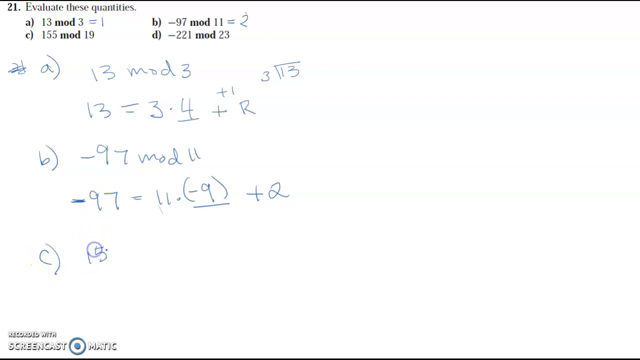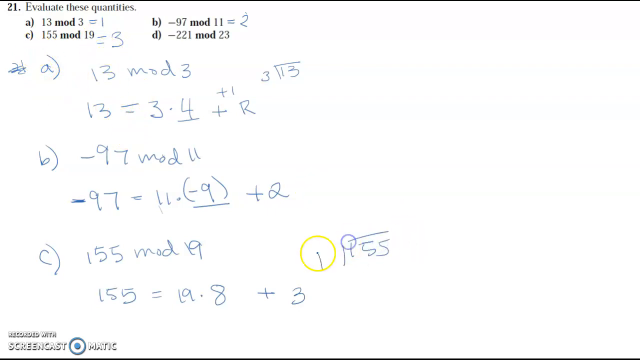Part C is 155 mod 19. I start writing it out again: 155 is 19 times some number plus a remainder. I play around with some numbers, and it seems that 19 times 8 plus 3 would work. So this is our 3. With positive numbers, you can just go ahead and do 155 divided by 19 and do the math, and the remainder is going to be 3.